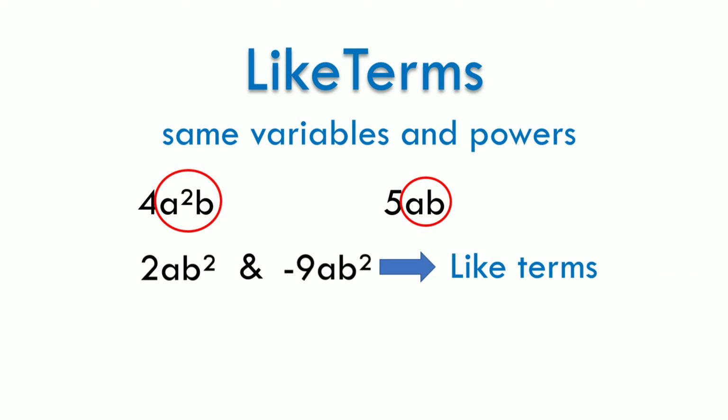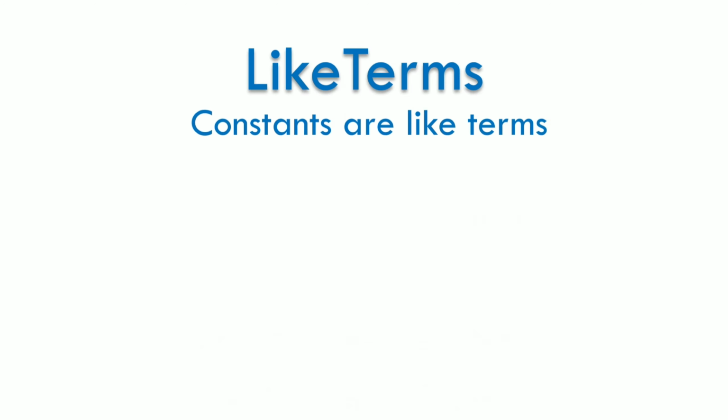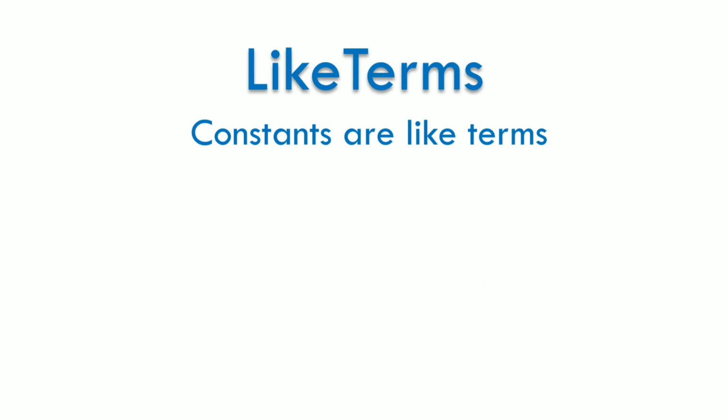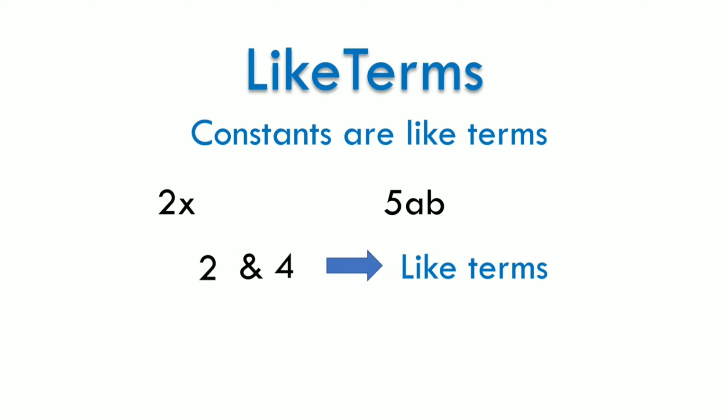Now, the other terms have the same variables, a and b, but their exponents are not the same, so they are not like terms. Also, constants are like terms. So in this example, 2 and 4 are constants. Therefore, they are considered as like terms. The other two terms are not like terms because their variables are different.